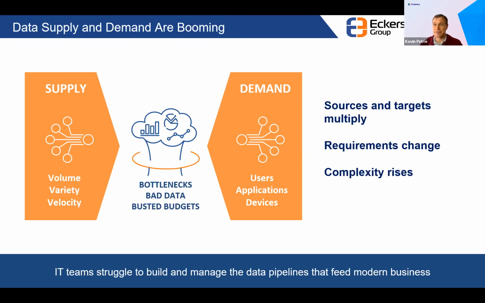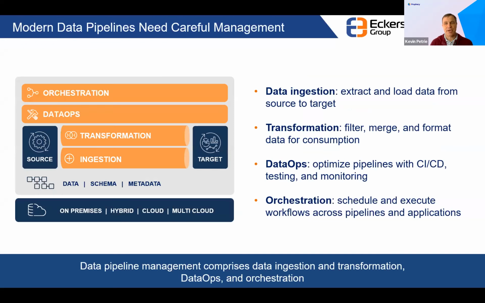There's a lot of challenge right now on data pipelines, on the data engineers in particular, as you've got the multiplying sources and targets, business requirements changing sometimes on a dime, and complexity mounting. So what we see is that data engineering teams and IT teams are struggling to build and manage the data pipelines that feed modern business. So modern data pipelines need pretty careful management.